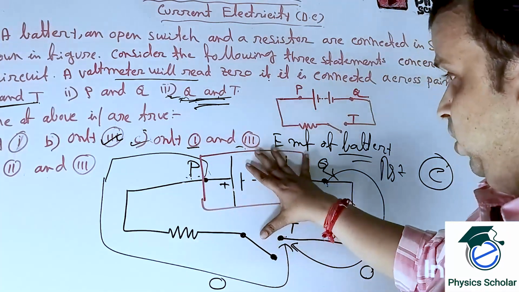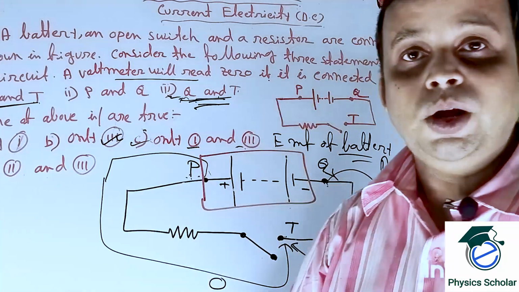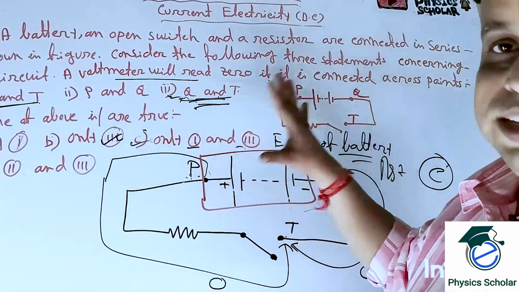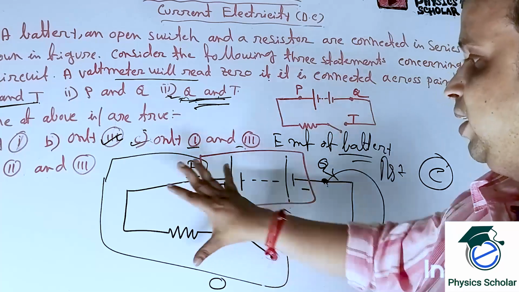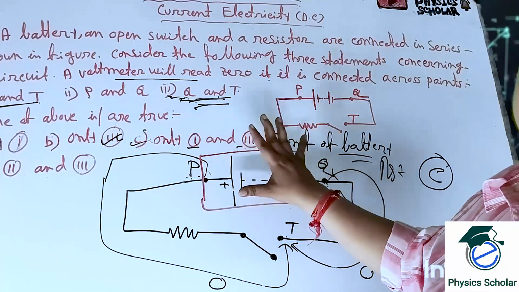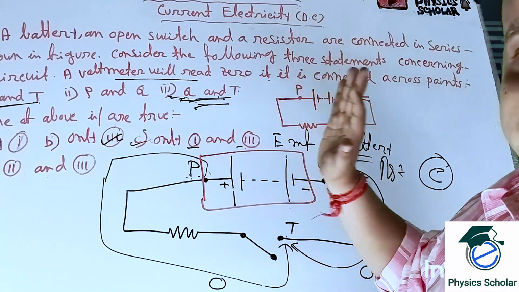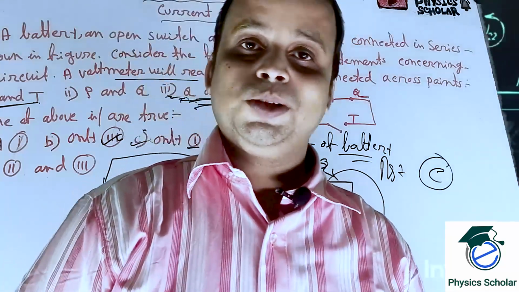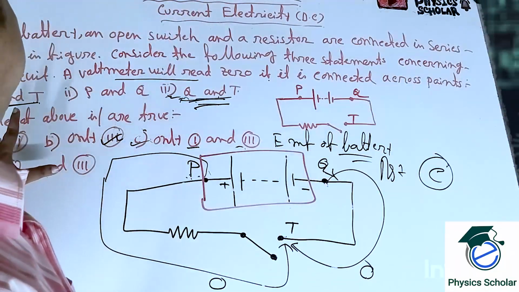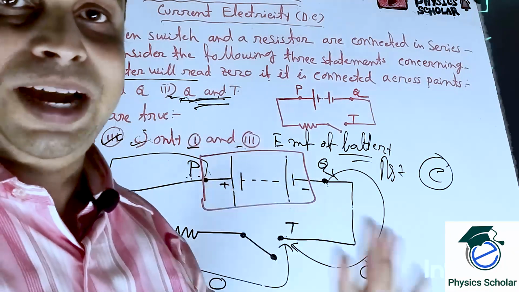So that is a logical question, but it's not hard, it's very easy. Open circuit, this part and this part will be 0, but this is the battery, so this part will not be 0. The voltmeter reading will not be 0. Hope you have understood this. Now without further delay, let us move to question number 5.